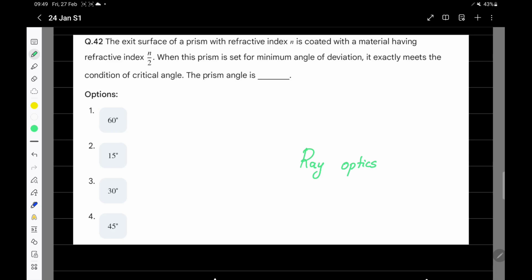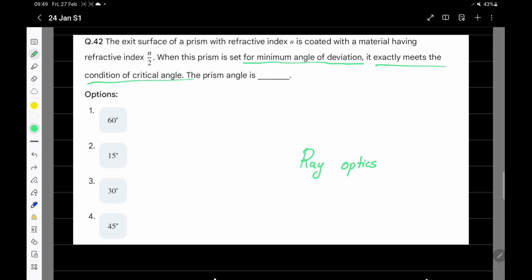The question says, the exit surface of a prism with refractive index n is coated with a material having refractive index of n by 2. When this prism is set for minimum angle of deviation, it exactly meets with the condition for critical angle. Then what is the prism angle?